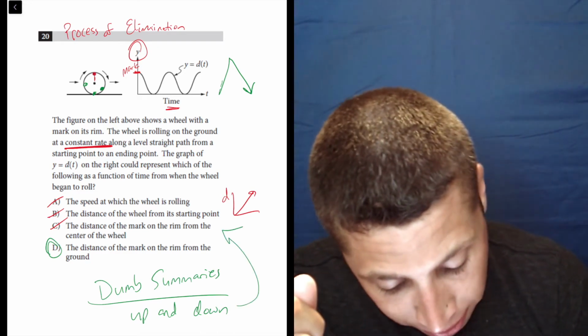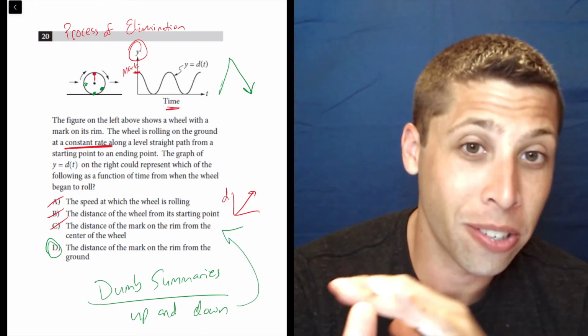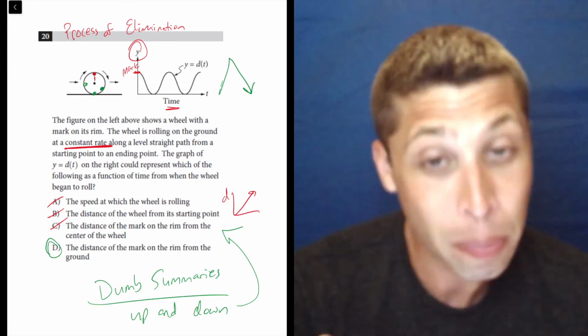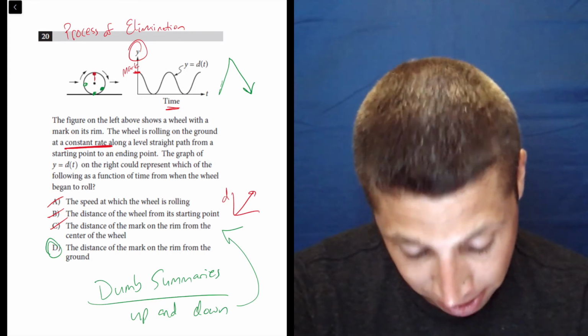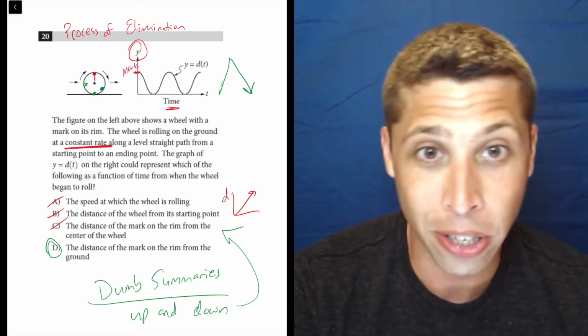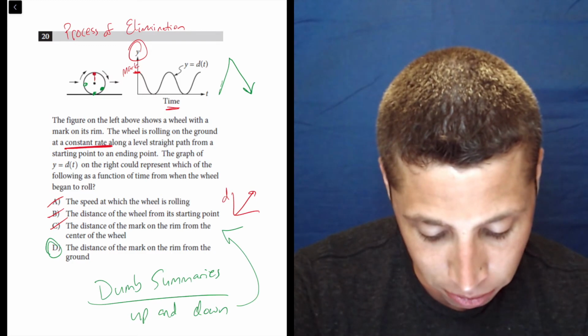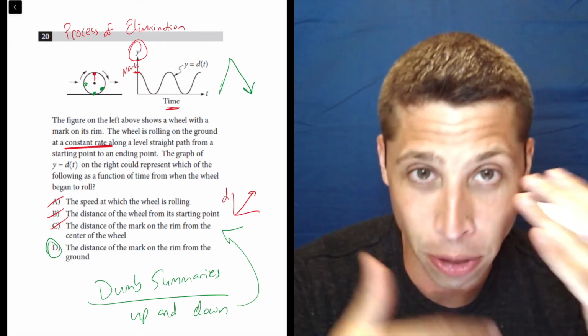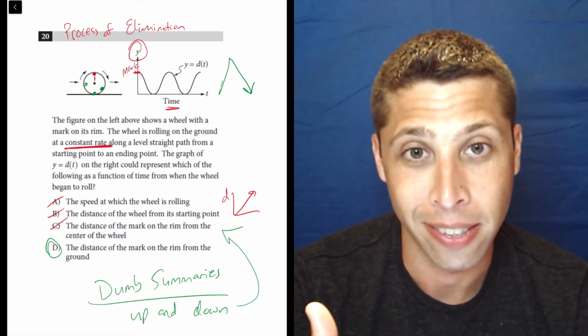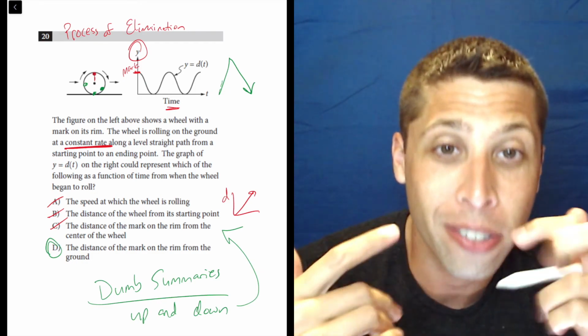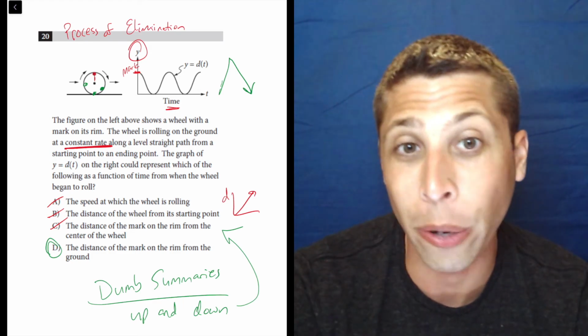So I'm using that dumb summary and comparing it with the choices and saying which one would also go up and down. The speed? No, it's a constant speed. The distance from the starting point? No, the distance is always going to go up because it's a distance from a starting point. The distance of the mark from the center of the wheel? No, because it's on the rim, it's always the same distance. And yes, the distance from the rim to the ground, it's going to go up and down because the wheel is rolling and the mark is rolling with it.